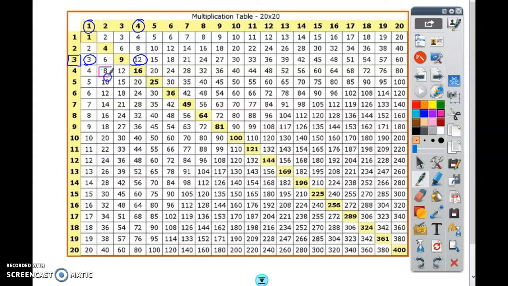Here, 8 and 36. They're both on the same line, right? So my factor is 4. I can factor out a 4. I can take a 4 out, and I'm going to be left with a 2 and a 9. Okay? Because 8 divided by 4 is 2, and 36 divided by 4 is 9. Those are my numbers that are going to be left over.